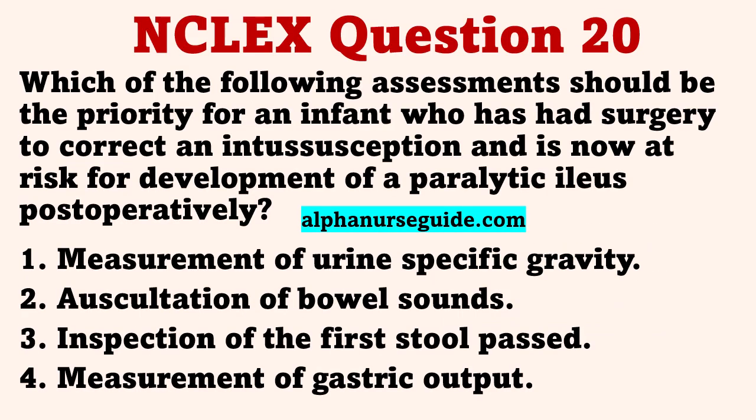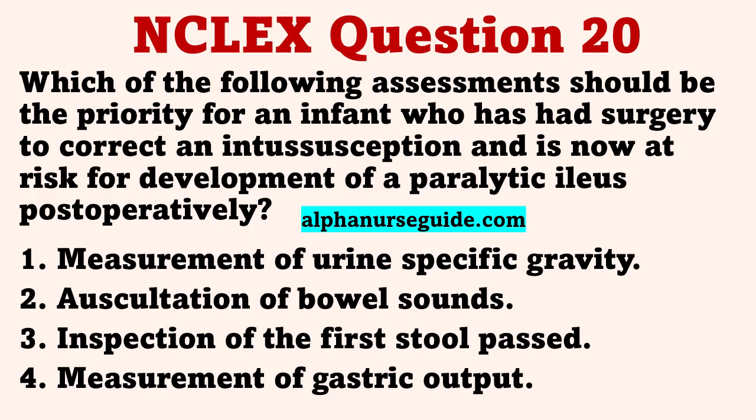Which of the following assessments should be the priority for an infant who has had surgery to correct an intussusception and is now at risk for development of a paralytic ileus postoperatively? 1. Measurement of urine specific gravity. 2. Auscultation of bowel sounds. 3. Inspection of the first stool passed. 4. Measurement of gastric output.